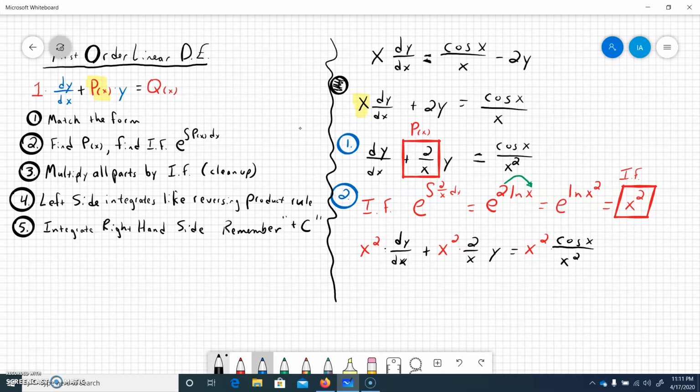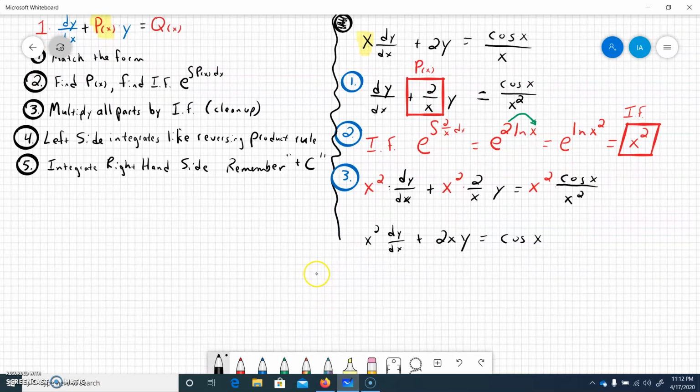So we did go through and we multiplied everything. Now this is where you see a huge advantage in cleaning up. So let's rewrite it. x squared dy dx plus, this will be just 2x. One of those will cancel out. And then the x squared will cancel out over here, cosine of x. That is still my step 3.